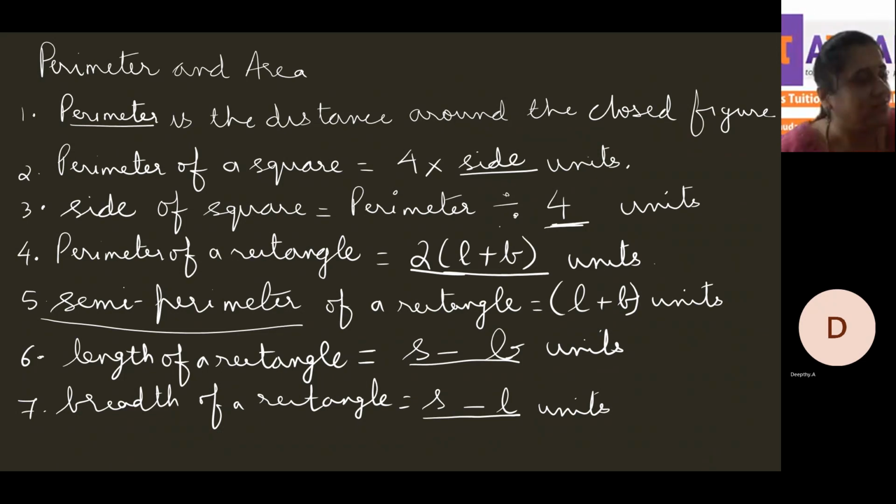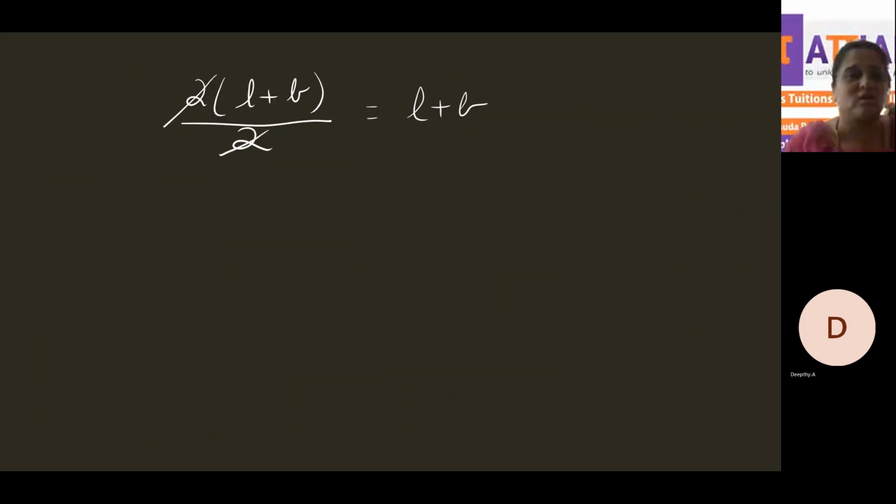You understand? And what is semi-perimeter? Perimeter divided by 2. One second, I haven't finished. So what is semi-perimeter? It's the perimeter divided by 2. If somebody asks you what is semi-perimeter, it is perimeter divided by 2. Half of the perimeter is a semi-perimeter. All right?